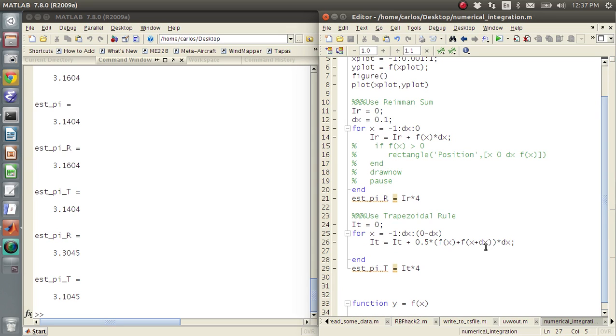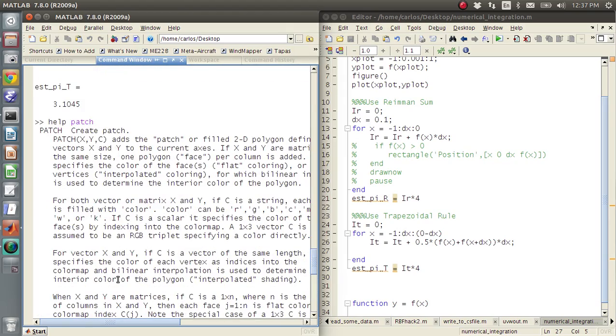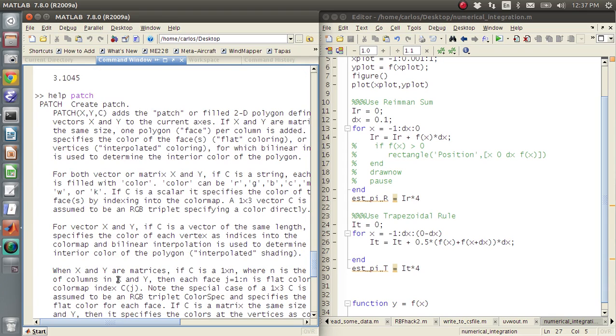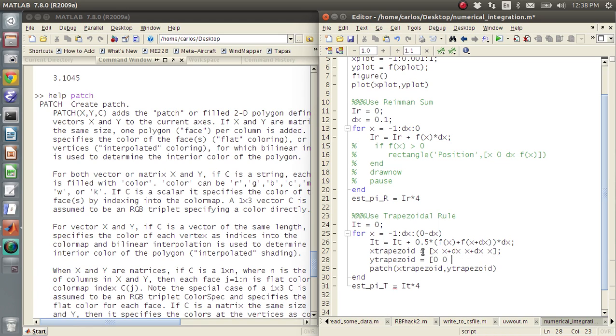So the last thing I want to do just for kicks is, I think it's called help patch. Let's see, patch does 2D polygon, x, y. X and Y are the matrices. So basically what I want to do is patch, X trapezoid, comma Y trapezoid. So a trapezoid needs 4 sides. So the X coordinates are X plus dx, and then X plus dx again, and then X. And then Y trapezoid is 0, 0, f of x plus dx, f of x.